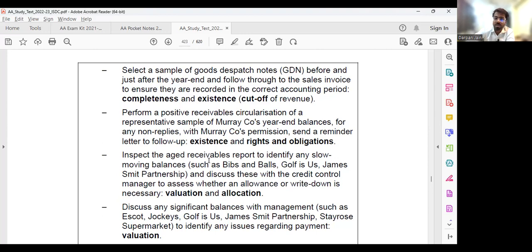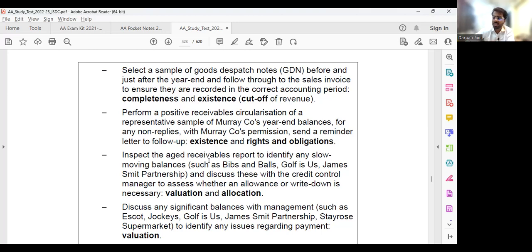perform a positive receivable circularization of a representative sample of the year-end balances, and for any non-replies, send a reminder letter. What are you doing? You're performing a receivable circularization. What did I tell you? What were receivable circularization letters? Nothing but confirmation letters. Like bank confirmation letters, you have receivables confirmation letters. Those receivables confirmation letters are called your receivables circularization letters.